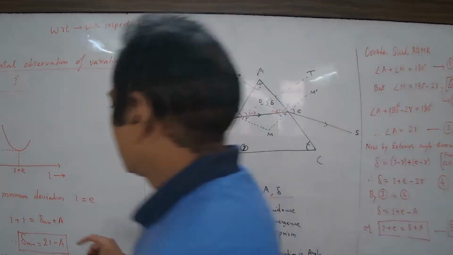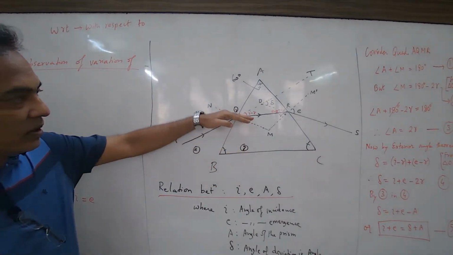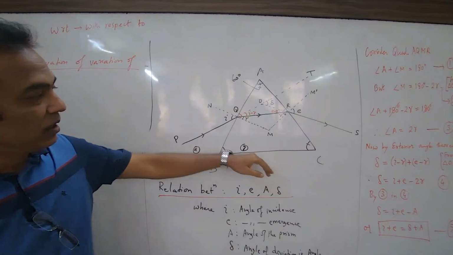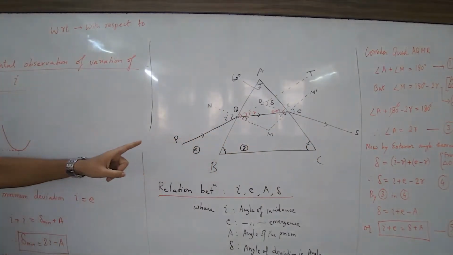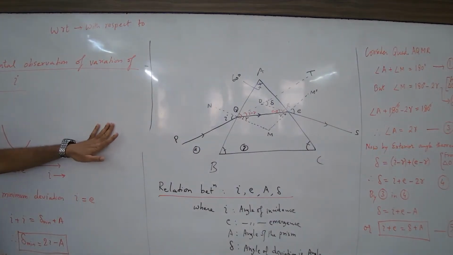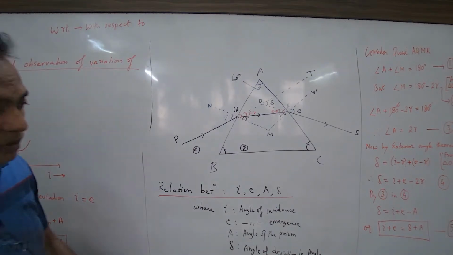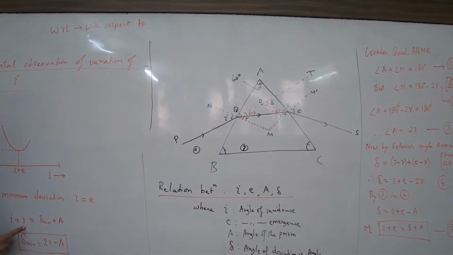Now this is a specific case. At minimum deviation, what do we get? The ray becomes parallel to the base, and the angle of incidence becomes equal to the angle of emergence. This is the ray diagram that will be asked: you have to draw the ray diagram for minimum deviation. For minimum deviation, I is equal to E. So this becomes I plus I, and this angle becomes delta minimum. That's it. The rest is simplification.